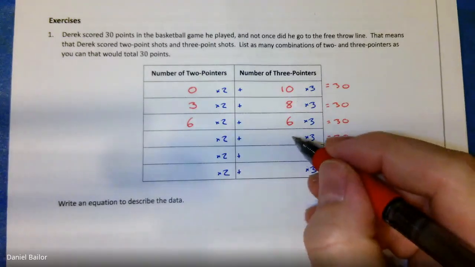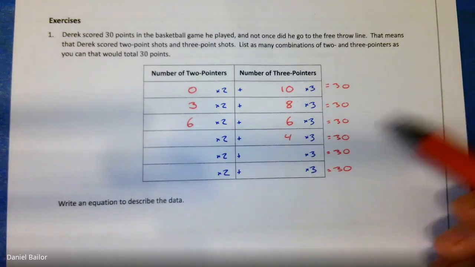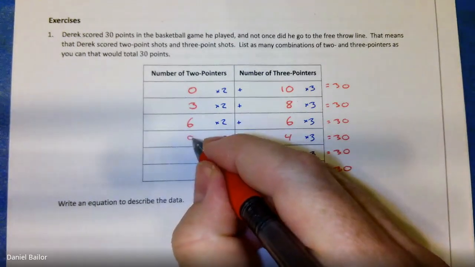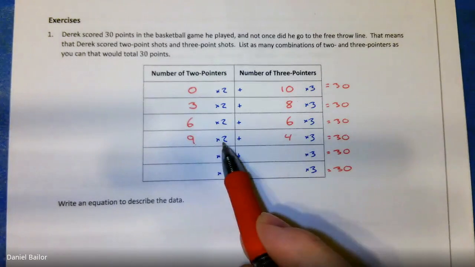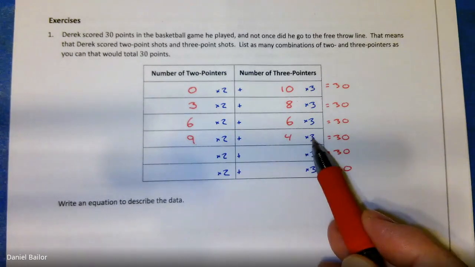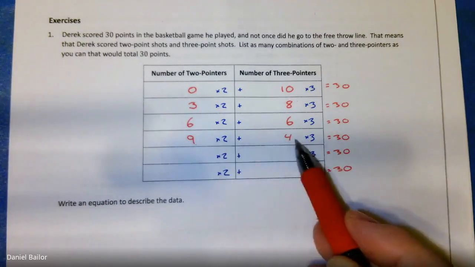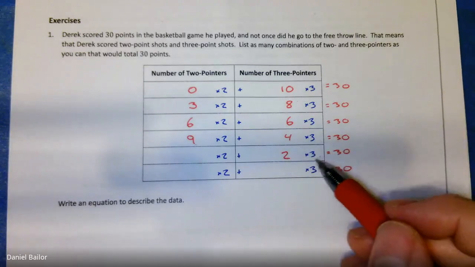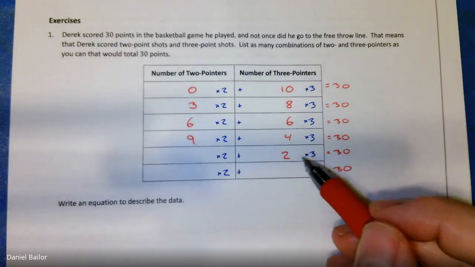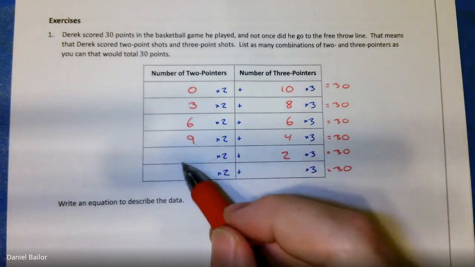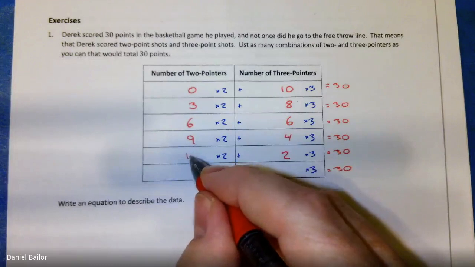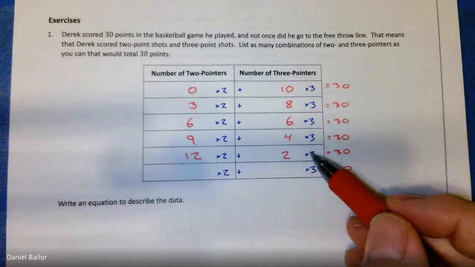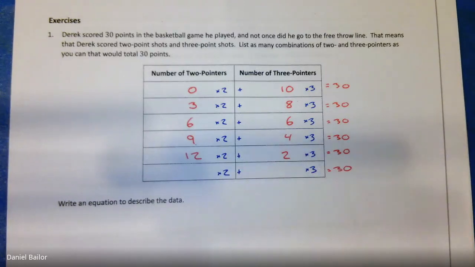It actually continues because we can do 4 3-pointers. That makes 12 points. And he would need 9 2-pointers. 9 2-pointers means 18 points. 4 3-pointers means 12 points. 18 and 12 make 30. He can do 2 3-pointers and get 6 points on this side. If he gets 6 points on this side, he needs to make 24 on this side, which is 12 times 2. 12 times 2, 24. 2 times 3 is 6. 24 and 6 make 30.